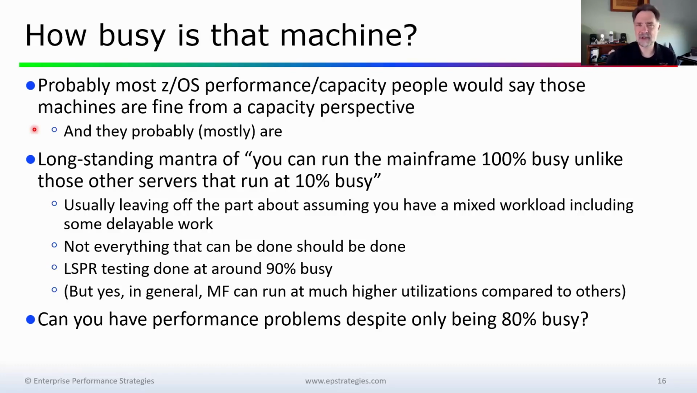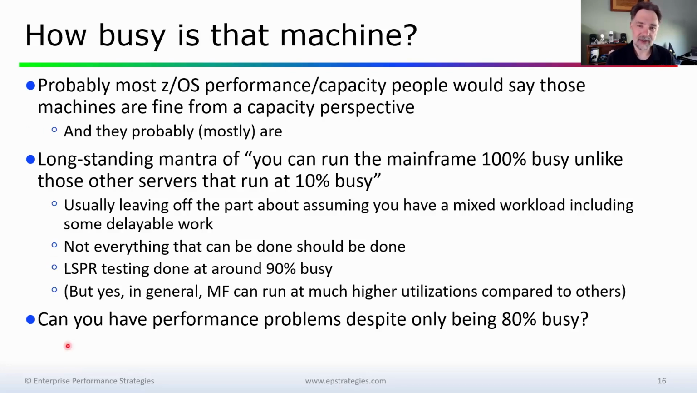So just because you can run the machine at 100% busy doesn't mean that you necessarily should run it at 100% busy every day, all day long, especially. The other point here is that LSPR testing is done around 90% busy. So when you're running above that, again, you're not getting all the MIPS out of the machine that you would necessarily expect. But in general, this is true, right? You can run the machine 100% busy, and it works a lot better in the mainframe world than it does on those other servers that you may be familiar with. Running those machines at 100% busy, you will probably find interesting problems.